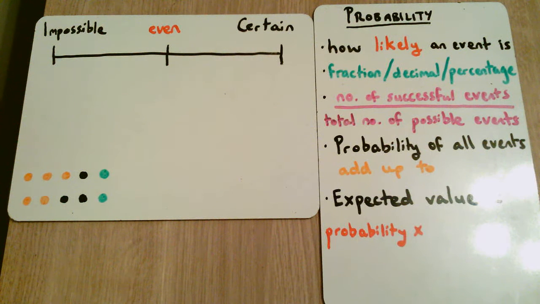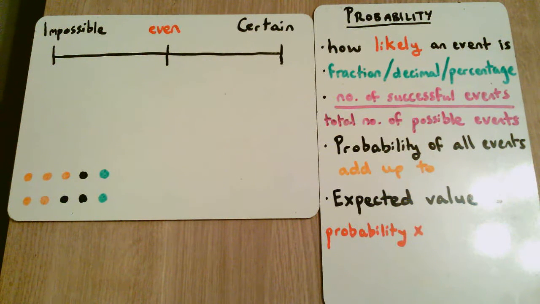Hello everyone, today we're looking at an introduction to probability. We're going to look at a few key elements associated to the area of probability and then look at a few questions afterwards just based on this introduction. On the right hand side I've got a few key elements of notes we're going to touch on, and on the left I've got a probability scale which we will start with.